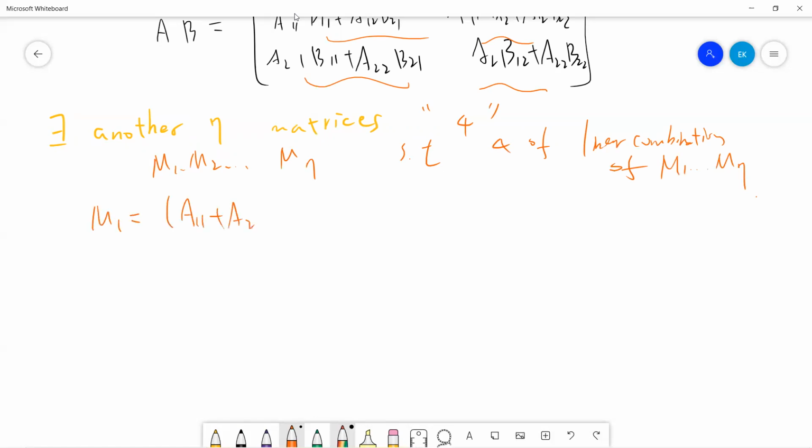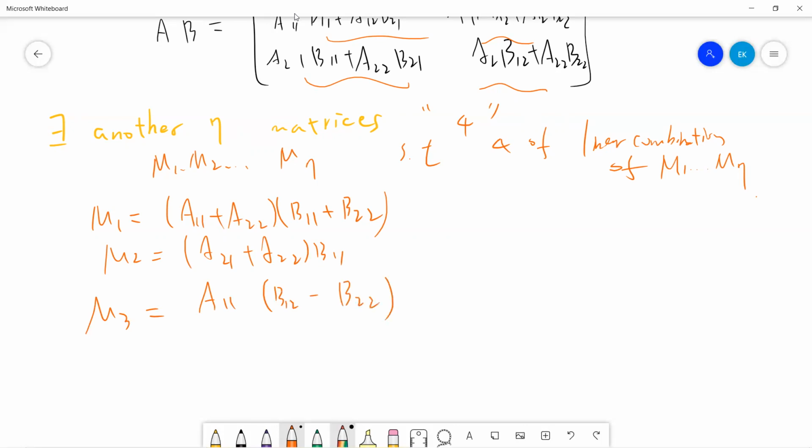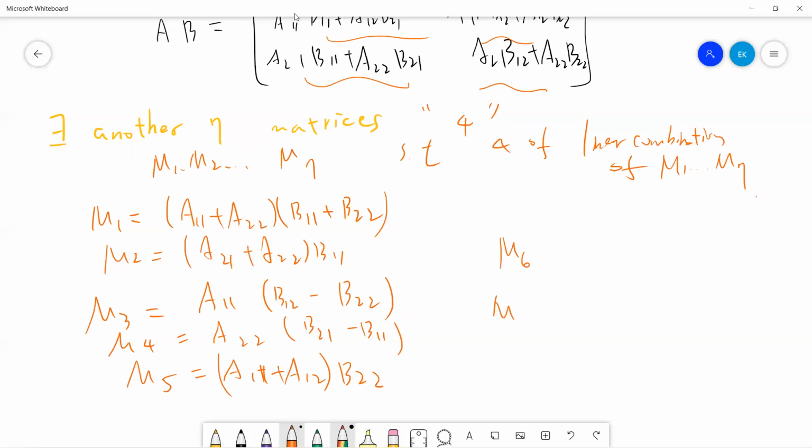M1 is (A11 plus A22)(B11 plus B22). M2 is (A21 plus A22) B11, and M3 is A11 (B12 minus B22). Don't worry, let me just write it down, and I will do some simple checks. Then M5 is (A11 plus A12) B22, and M6 is (A21 minus A11)(B11 plus B12), and M7 is (A12 minus A22)(B21 plus B22).